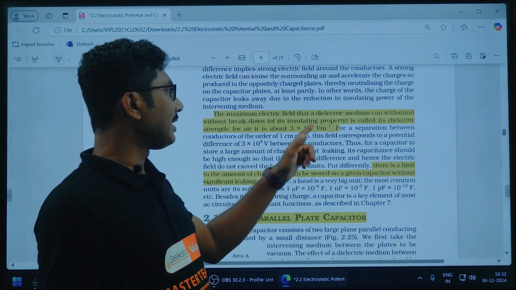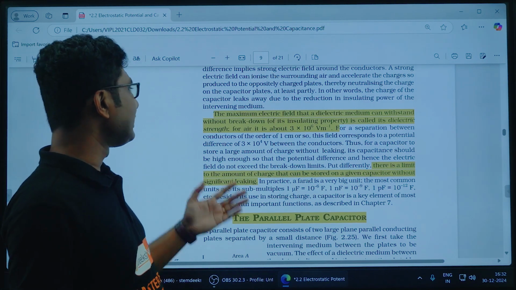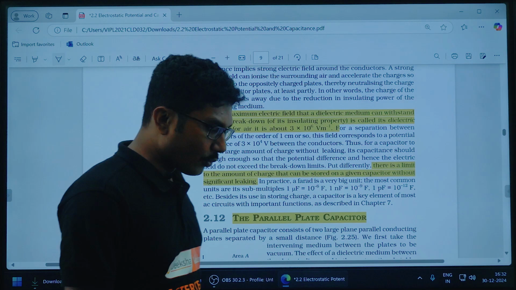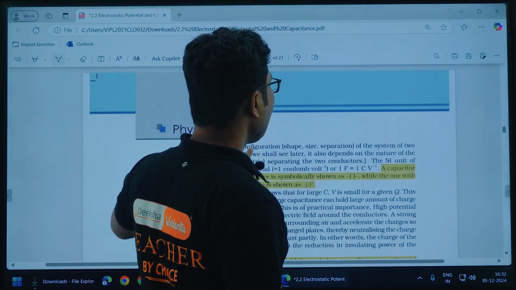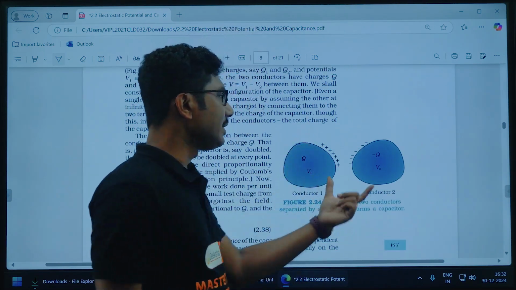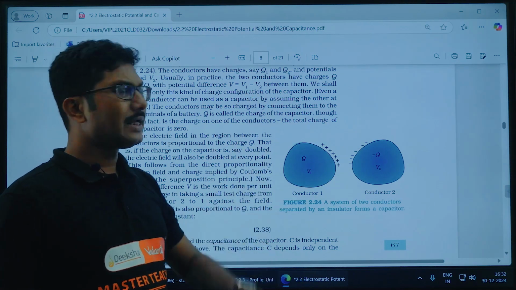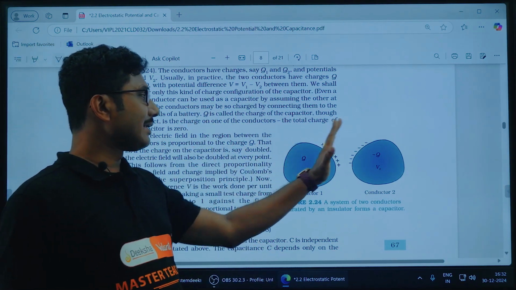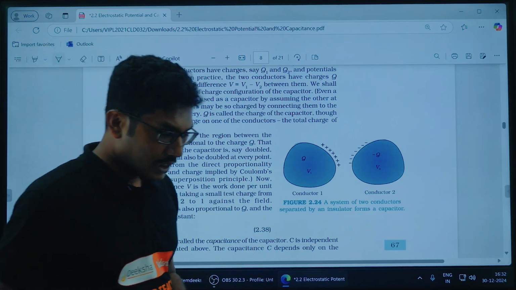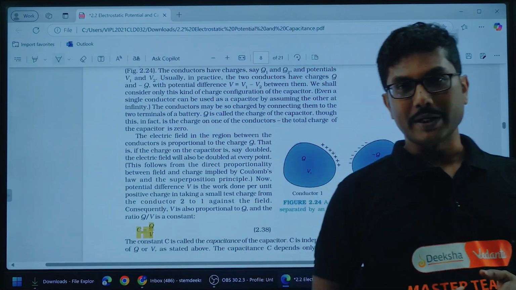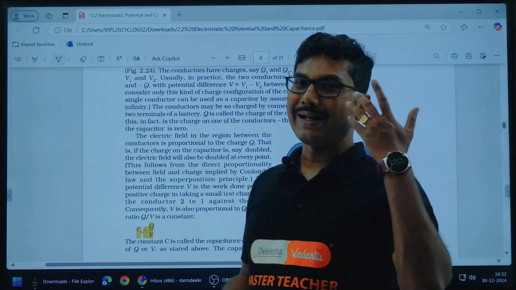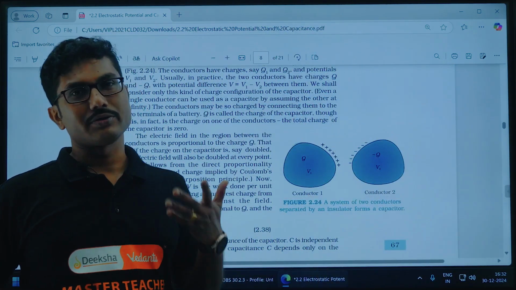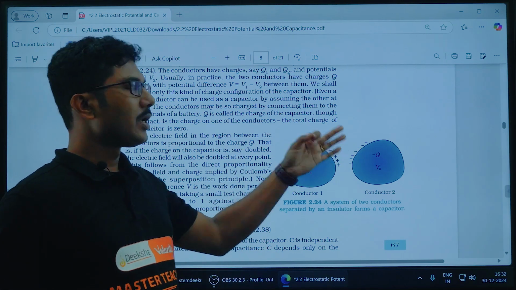The maximum electric field a dielectric medium can withstand without breakdown is called its dielectric strength. What happens is that, suppose you keep on adding charges to these plates. There are two plates being used to store charges, a capacitor, and there is a dielectric medium between these two plates. For example, air is also a dielectric medium, a non-polar dielectric medium.